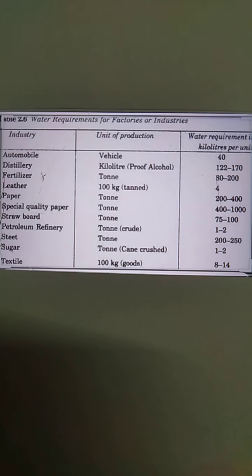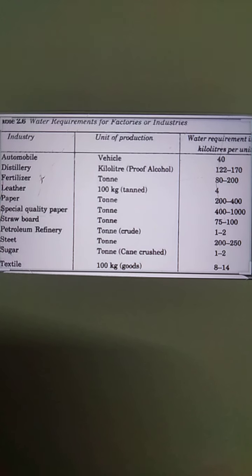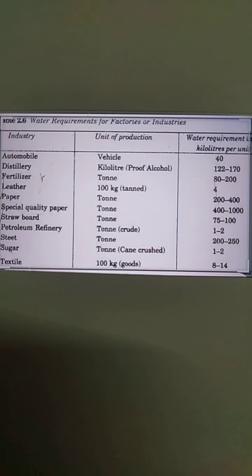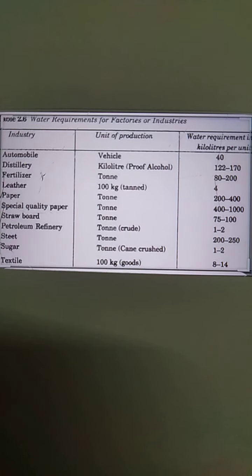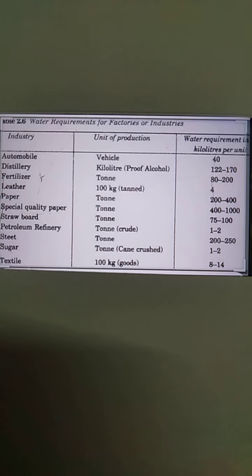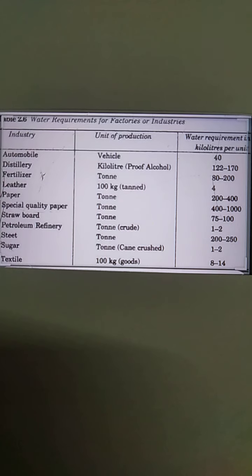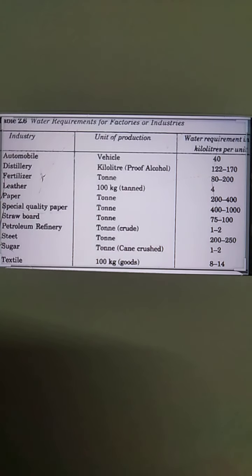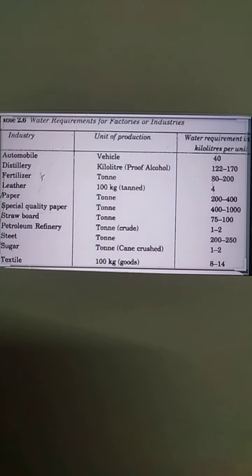Then petroleum refineries, in tons, 1.5 to 2 kiloliters per unit. Then steel industry, in tons, we require 200 to 250 kiloliters per unit. Sugar industry, in tons, 1 to 2 kiloliters per unit. Textile, in terms of 100 kgs, we require around 8 to 14 kiloliters per unit. So this is how different types of industries require different quantities of water in case of industrial use.